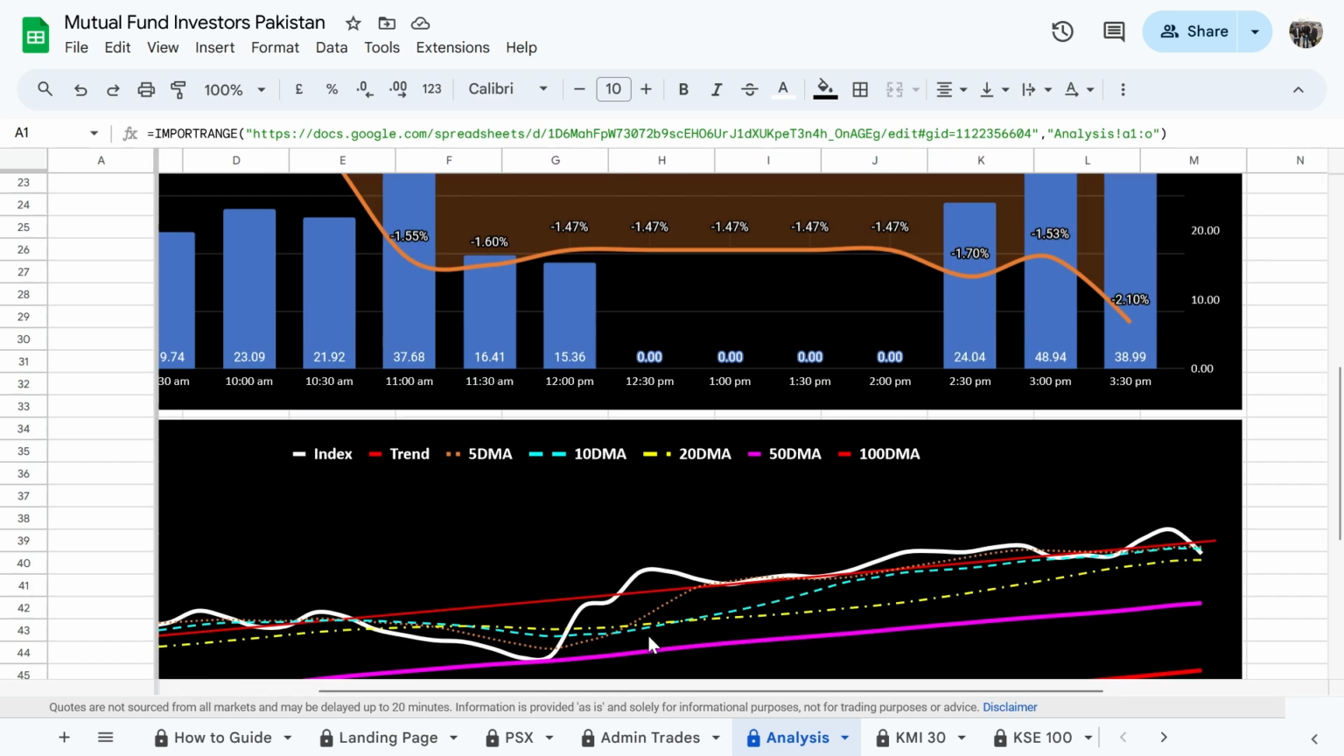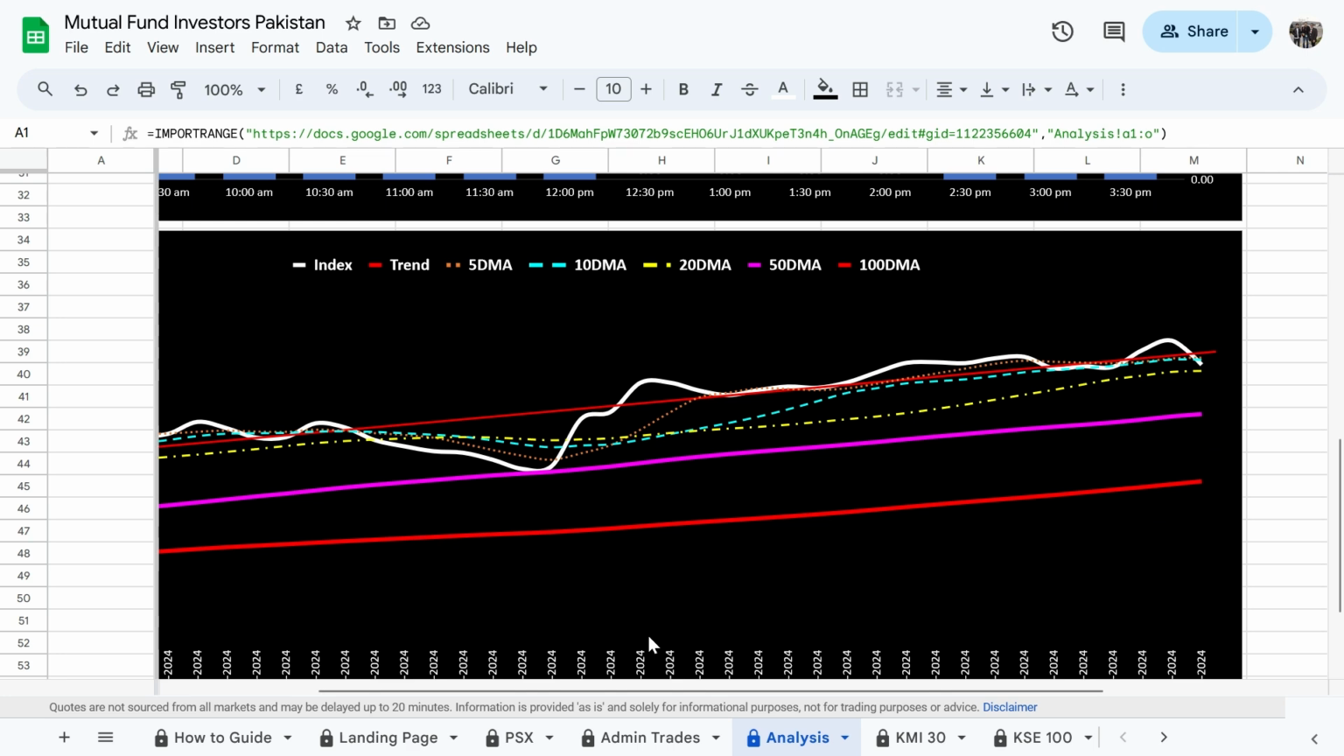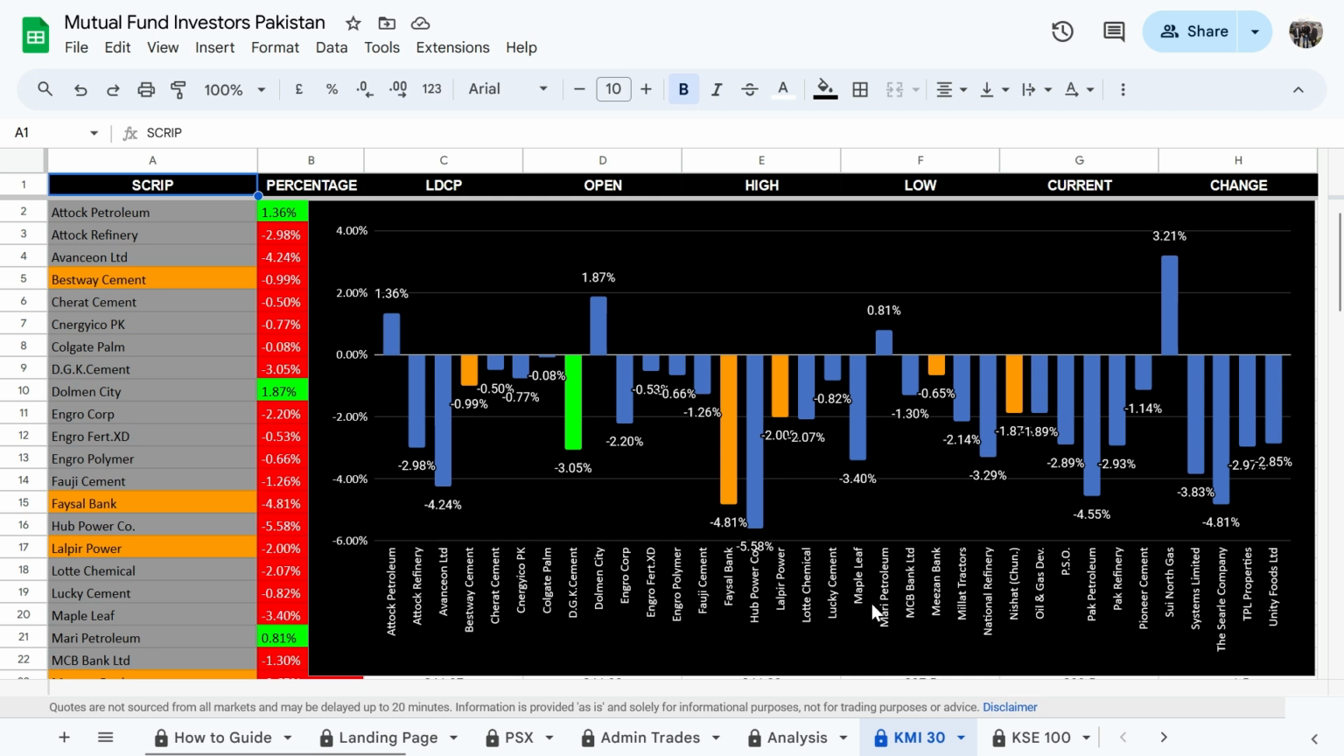Then below this, you have another graph showing longer-term trends, so you know when to buy, hold, or sell from the stock funds. As seen on the market jump on the 10th of June, which was from 50 DMA. In the KMI 30 tab, you can see all the components of the index along with the chart. Below all this, you can also see how all the global markets are performing.